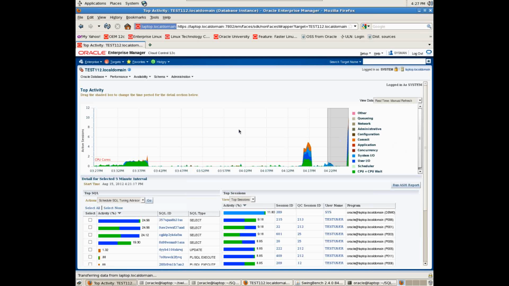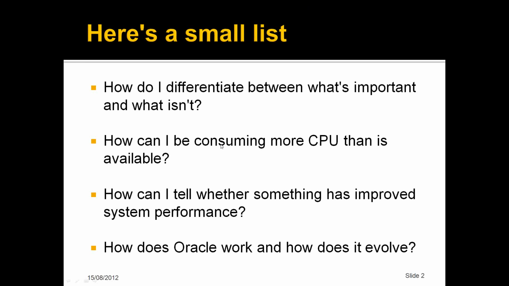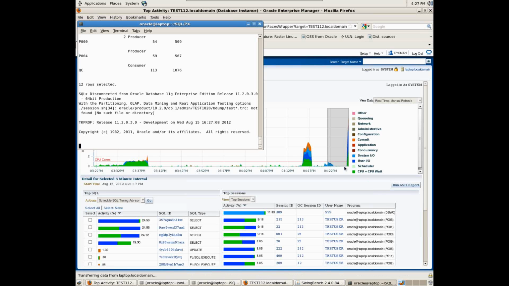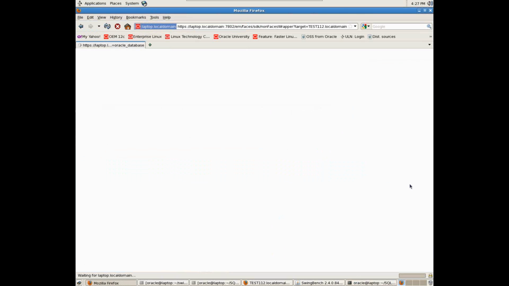Okay, so the next question I wanted to move on to was, bear with me, how can I be consuming more CPU than is available? Okay, so if we look at this top activity page here now, and we look particularly at the CPU stuff, just let that refresh for a second.